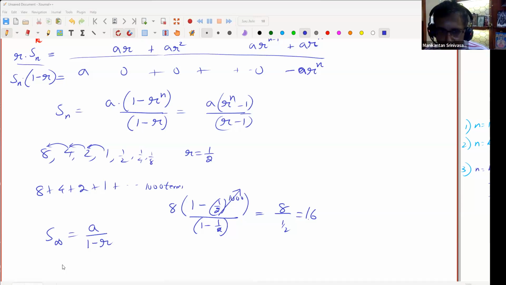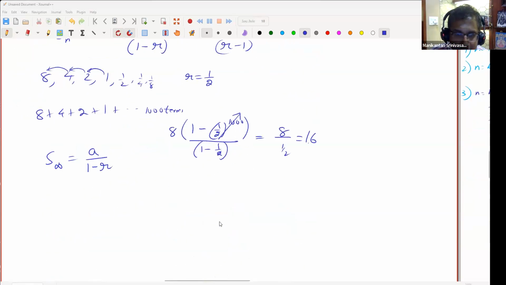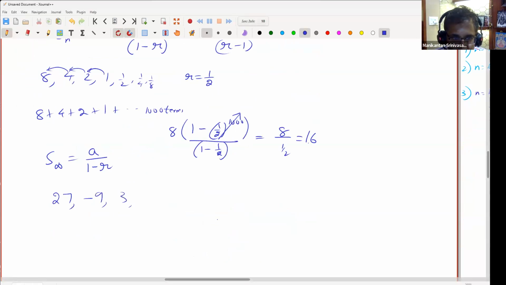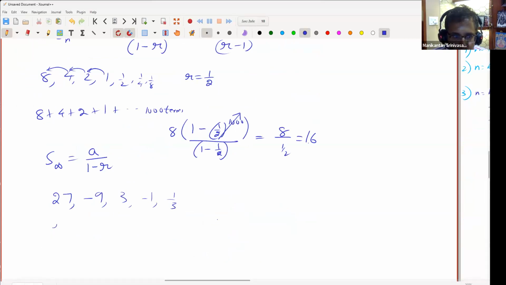Okay, so just to be clear on the last one: the sum till infinite terms in a geometric progression holds good if r is numerically less than 1. So what do I mean by numerically less than 1? For example, if I have a geometric progression like this, let's say I start with 27 minus 9 plus 3 minus 1 plus 1/3 and so on. So here the ratio is minus 1/3.